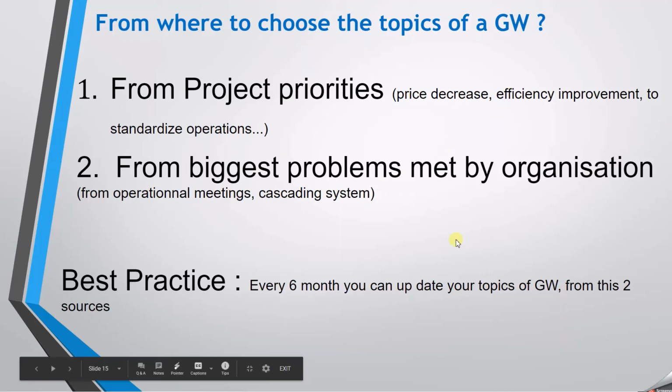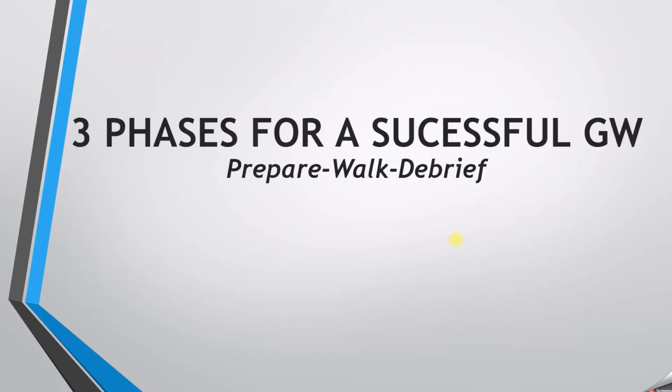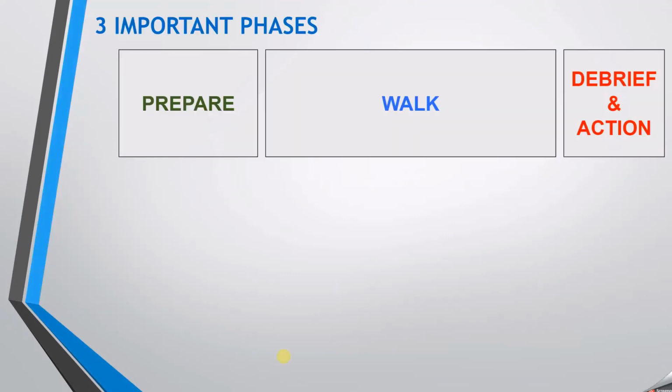So now let's discover the 3 phases for a successful Gemba Walk. The 3 phases are: first prepare, then go to work, and finally debrief and action.